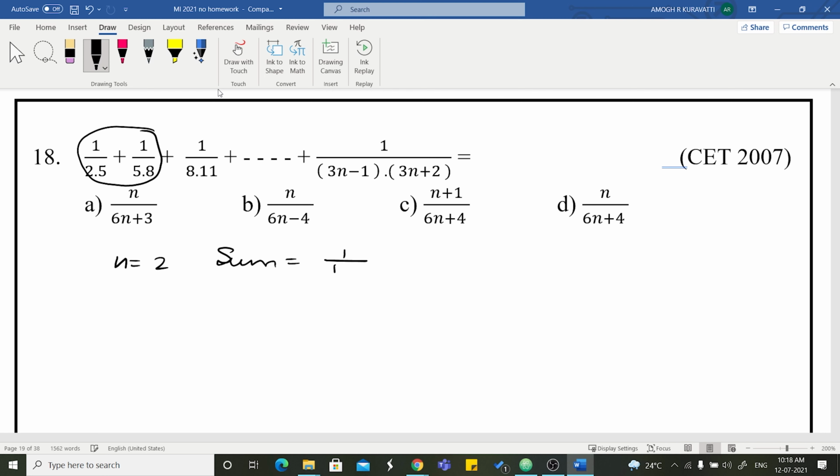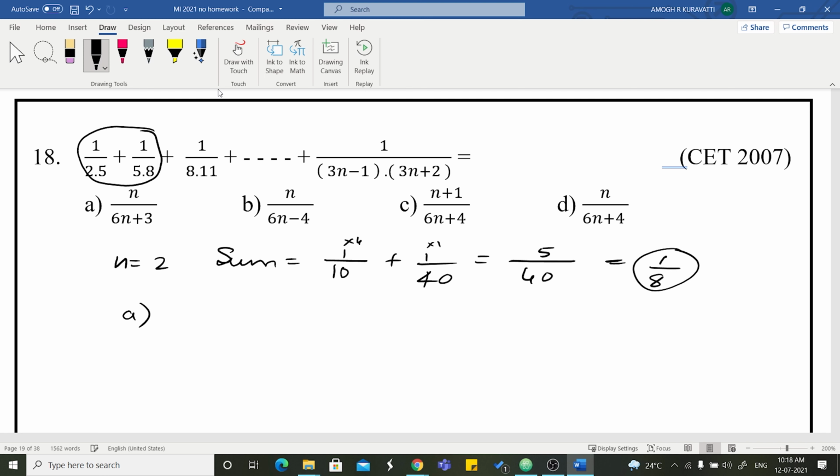1 by 2 into 5, 10. 1 by 8 into 5, 40. Right? N is equal to 2. What happens? LCM is 40. 10 fours are 40, 1 ones are 4 plus 1, 5 by 40. That is nothing but 5 by 40 is nothing but 1 by 8. In which option does 1 by 8 come?